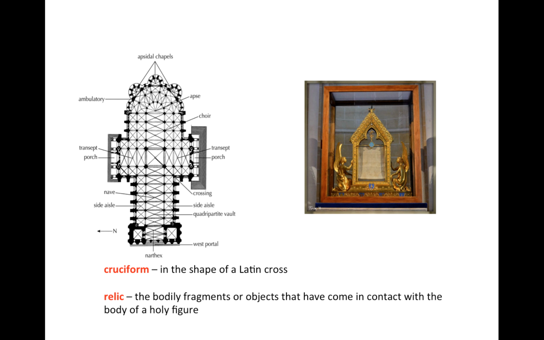You have cruciform, which is in the shape of a Latin cross, and we've seen this through Romanesque and Gothic art as well as earlier. And you also have this vocabulary term we've discussed, the relic, which, of course, is the bodily fragment or object that has come in contact with the body of a holy figure. So this emphasis on relics is very significant to these cathedrals and would draw pilgrims and would justify some of these structures that were controversial to be built.